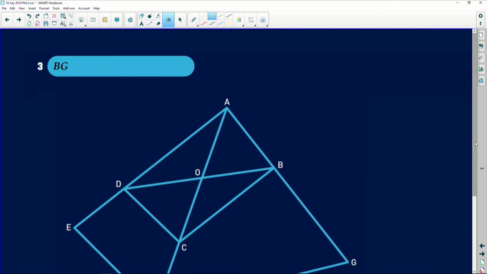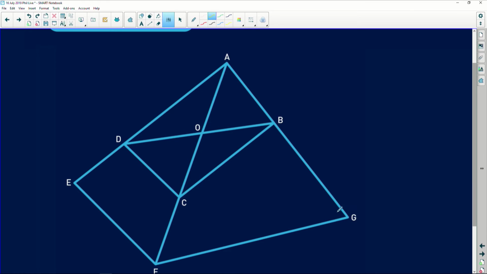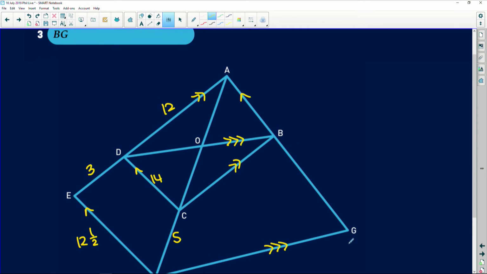Lastly, it says find the length of BG, which is this side here. So let's fill in our information. 12, 14, 5, 3. This we've just found to be 17.5. And remember, all of our parallel lines: parallel, parallel, and then these two here are parallel. Okay, so we're trying to find BG. Remember, this whole side AC is 20 units. Okay, so how do we find BG?